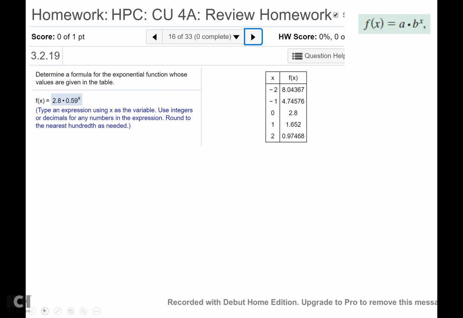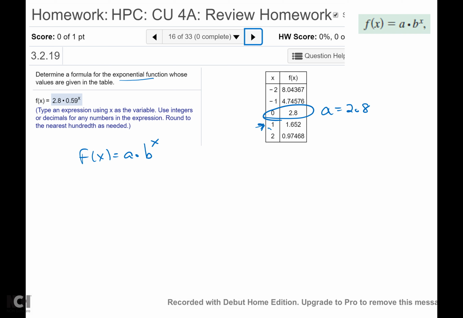16. Determine a formula for the exponential function whose values are given in the table. If we're doing an exponential function, we're doing f of x equals a times b to the x. You can find your a right there. A is 2.8. We need any other ordered pair. If you pick the one where x is 1, then you don't have to worry about the bad exponent.